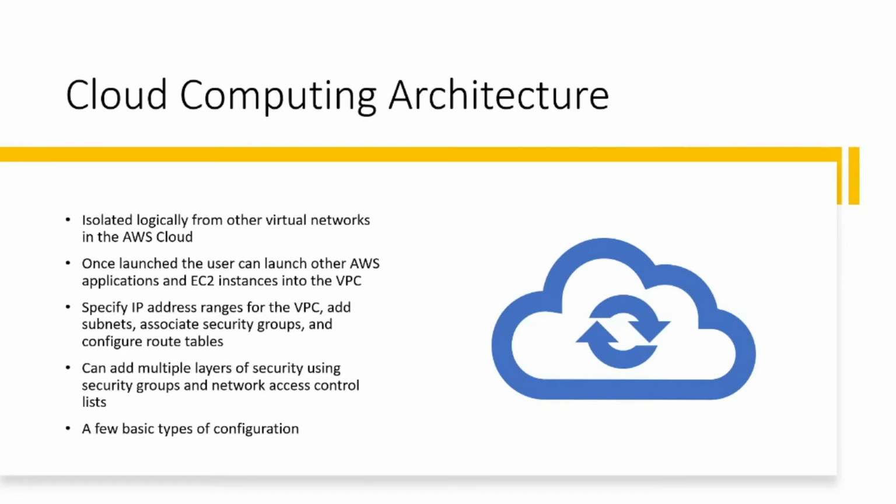So moving on to the cloud computing architecture. The VPC is isolated logically from other virtual networks in the AWS cloud. What this means is you're not operating on the same network that other users are using in the public space. And once launched, the user can launch other AWS applications in EC2 instances into the VPC. So once it's set up, you're in the environment, then you can start to put your own applications into there in your own framework, kind of in your own world.